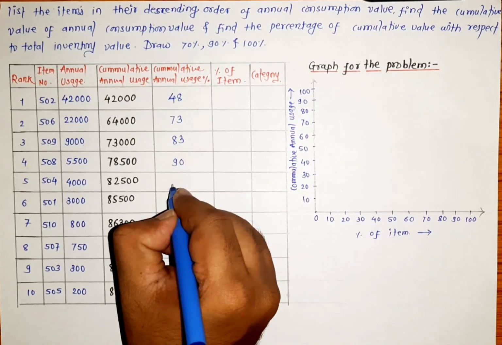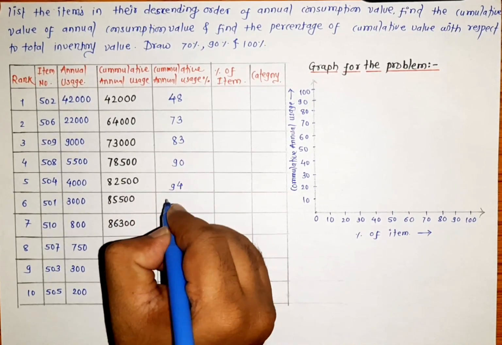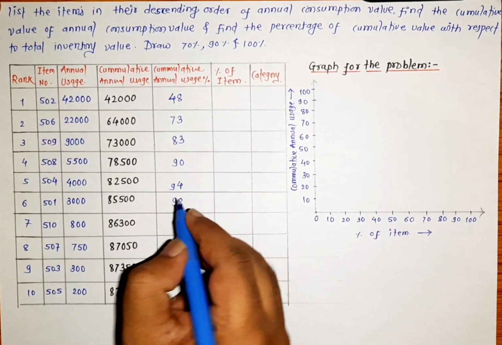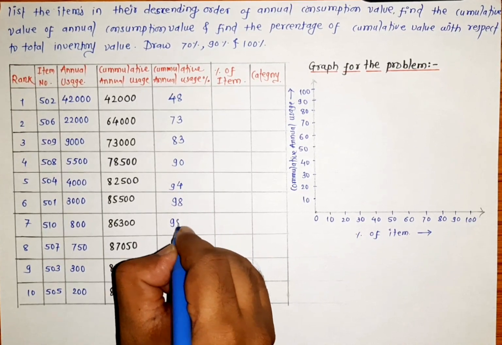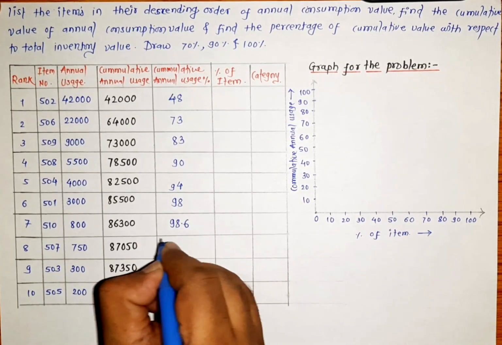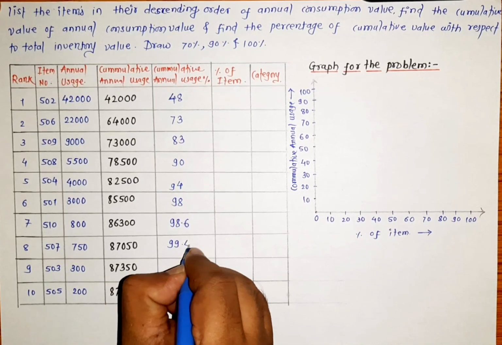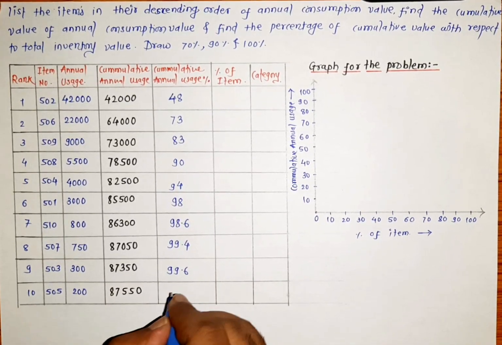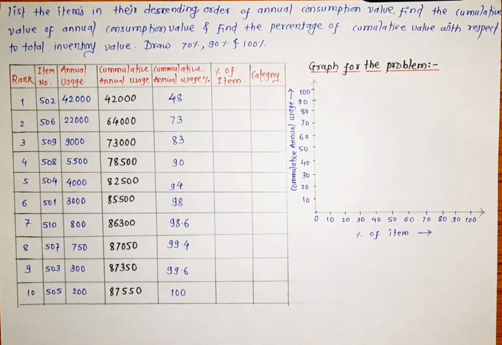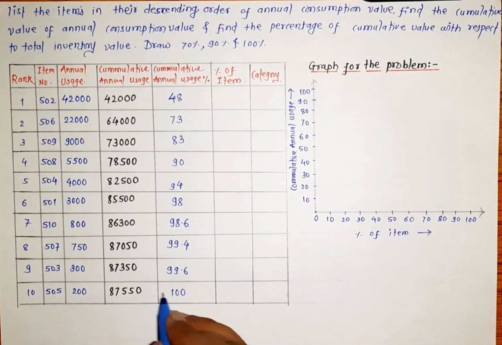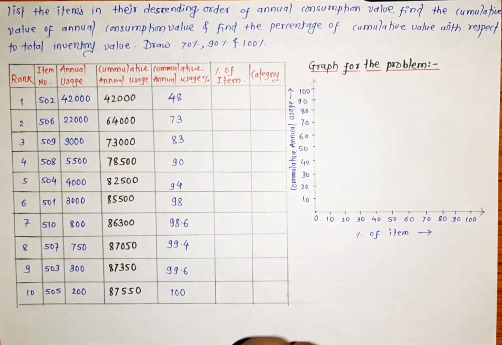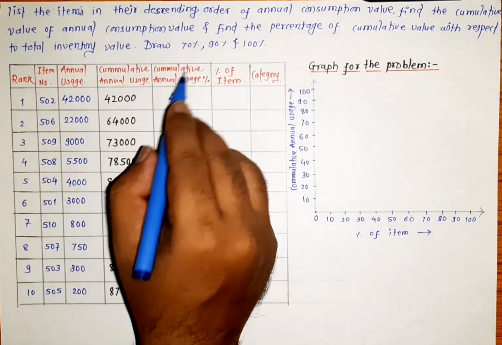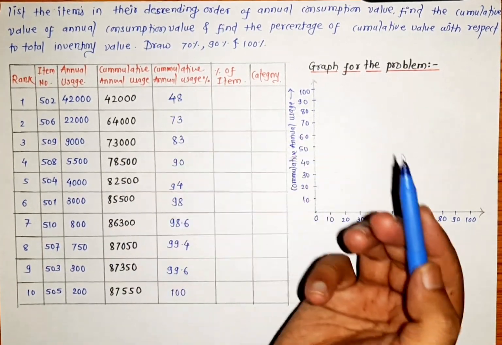Again it will be 90%, 94%, it will be 98%, this will be 98.6%, it will be 99.4%, 99.6%, and the last it will be 100%. That means 87,550, if this is the maximum, then what will be this value? In this way also we can calculate the cumulative annual usage percentage.